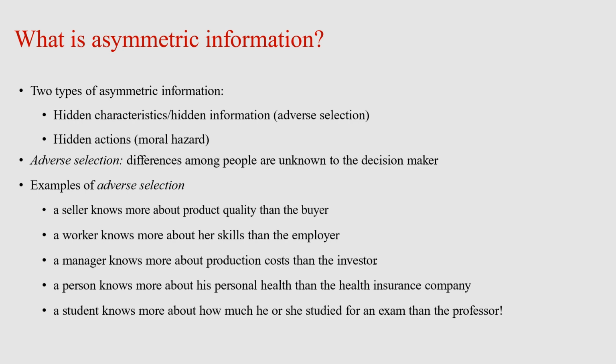Adverse selection occurs because differences among people are unknown to the decision maker. So some examples of adverse selection are as follows. A seller knows more about product quality than the buyer. Think again of the used car example. A worker knows more about her skills than the employer does. A manager knows more about production costs than the investor. A person knows more about his personal health than the health insurance company. And a student knows more about how much he or she studied for an exam than the professor does.